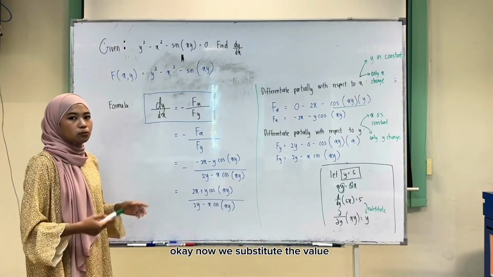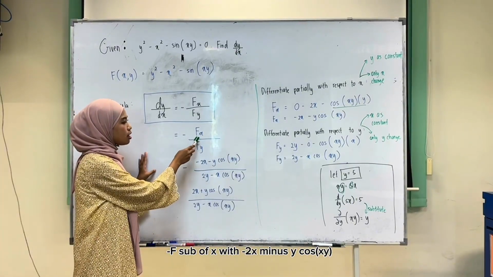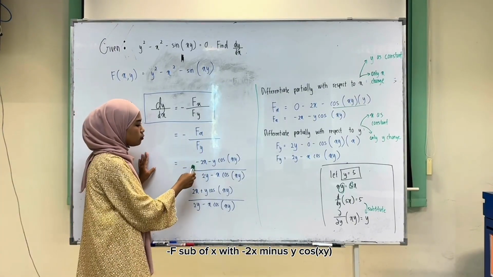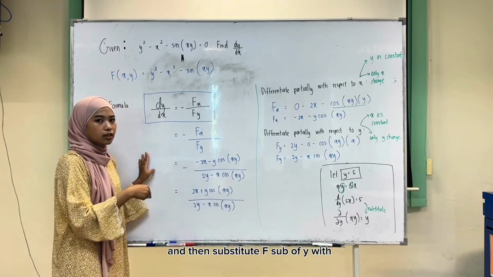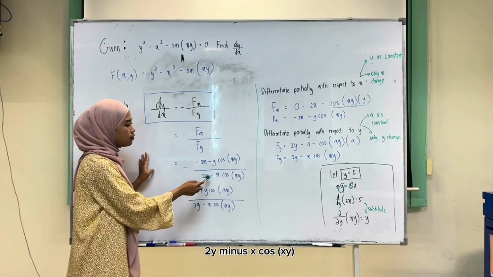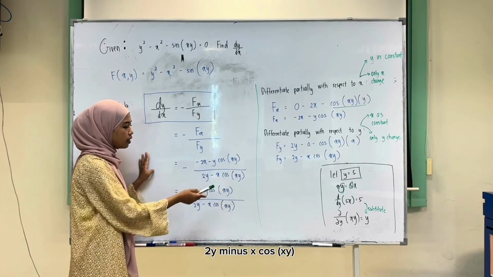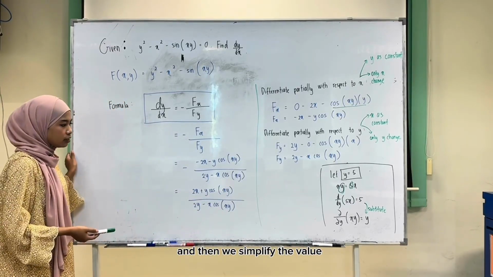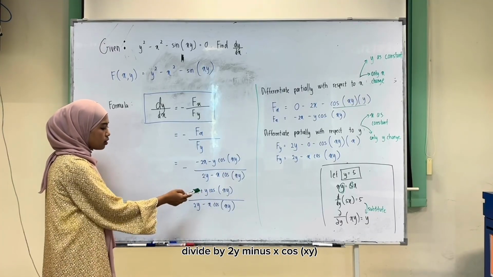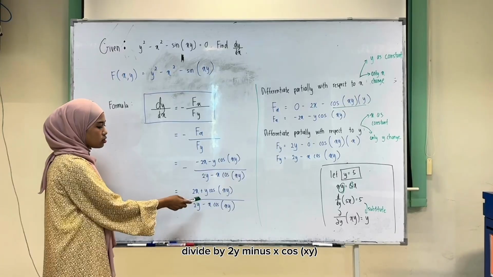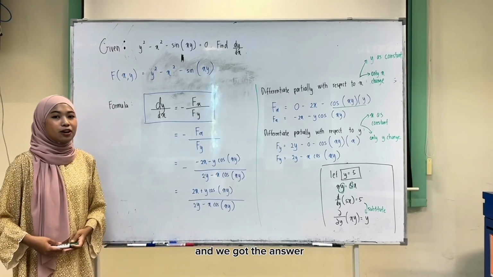Okay, now we substitute negative f sub x with negative 2x minus y cos of xy, and then substitute f sub y with 2y minus x cos of xy. And then we simplify and we get 2x plus y cos of xy divided by 2y minus x cos of xy. And we got the answer.